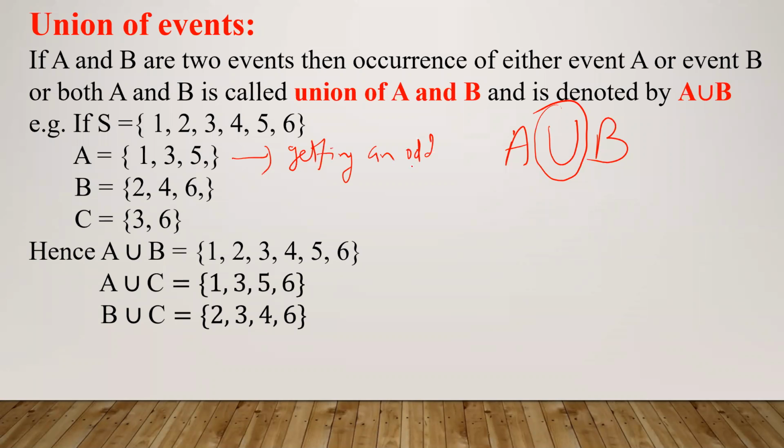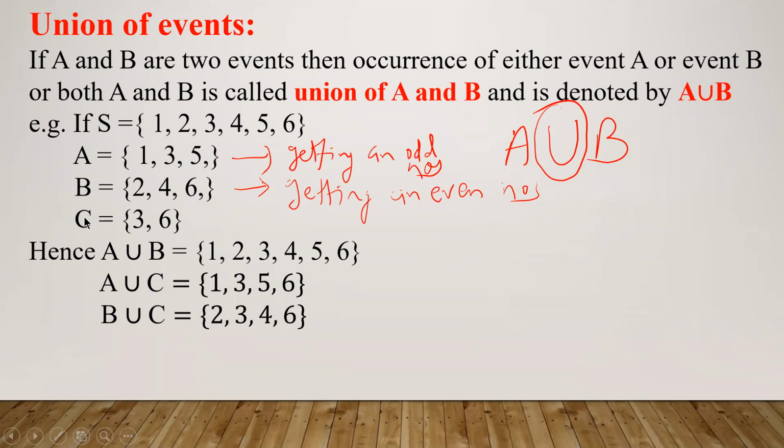You know what are odd numbers? Numbers which are not divisible by 2. So 1, 3 and 5. These are the odd numbers. So my event A includes the sample points 1, 3 and 5. I have taken another event B as getting an even number. You know what are even numbers? Even numbers are the numbers which are divisible by 2. So out of these numbers, the numbers divisible by 2 are 2, 4 and 6. So B will contain the sample points 2, 4 and 6.